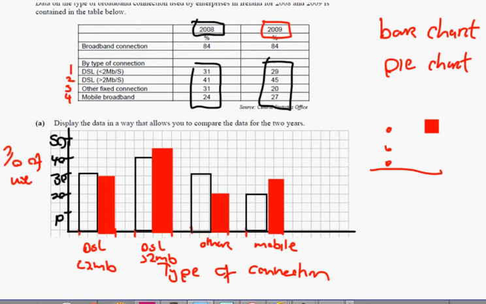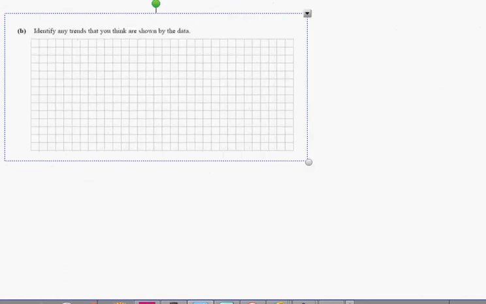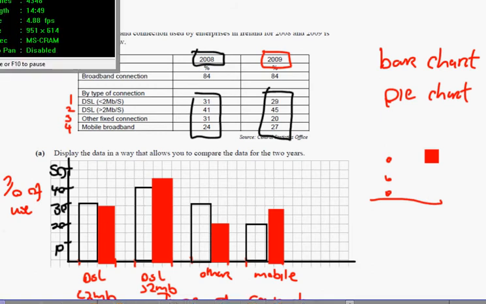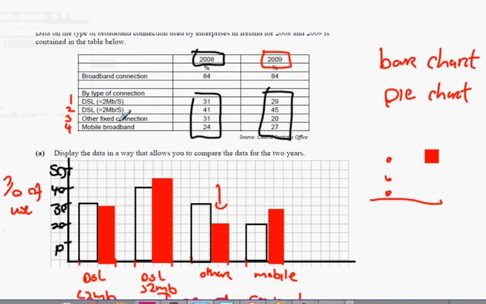All right. What's part B? Identify any trends which you think are shown in the data. What trends do you think are happening here, guys? What's going up and what's going down? So, Owen, what's going up and what's going down? The thing is that if we look at fixed connection, it went down in comparison to 2008.